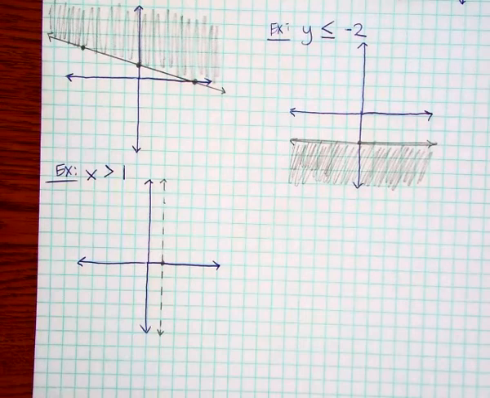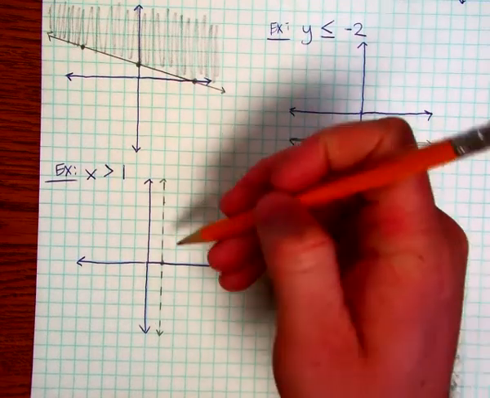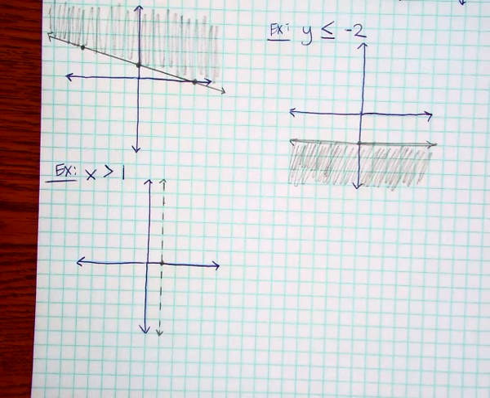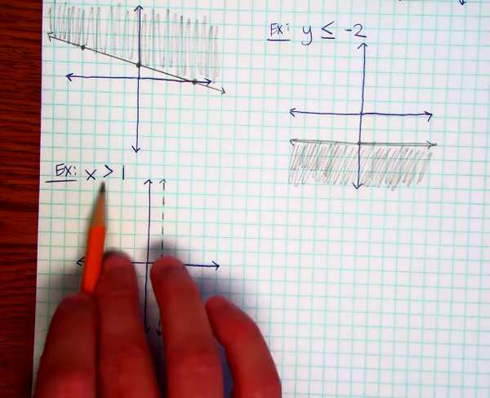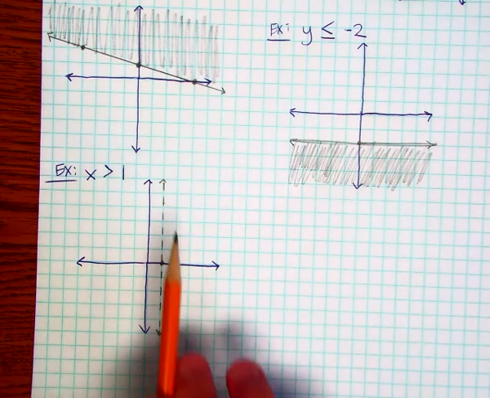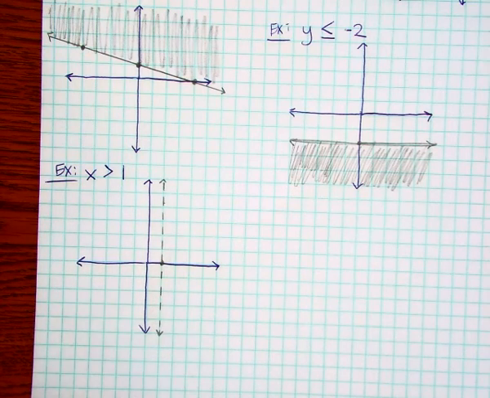Here's where the challenge comes in. This is a vertical line, which means there is no above and below. There is only left and right. But it says greater than. Someone raise your hand if you have an idea. What am I going to do if there is no above and below, there's only left and right? Where would I shade this in if I want it to be greater than? Emily?